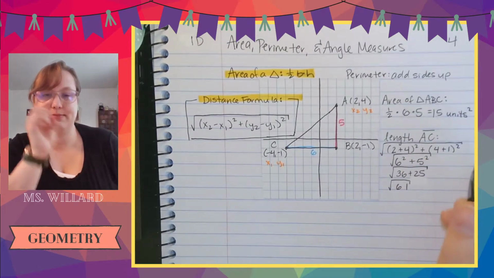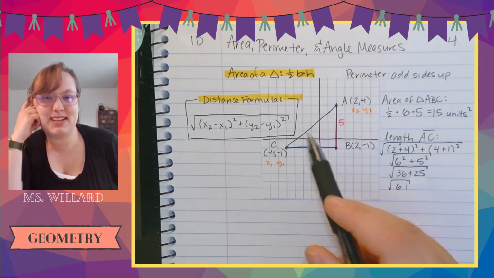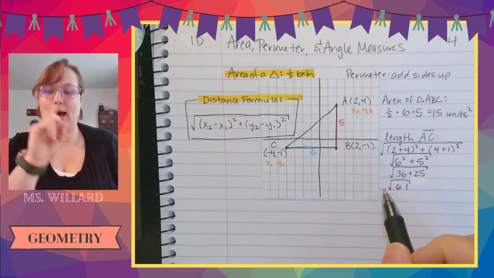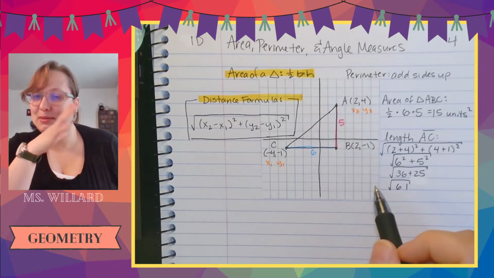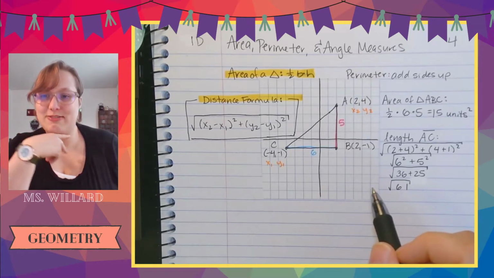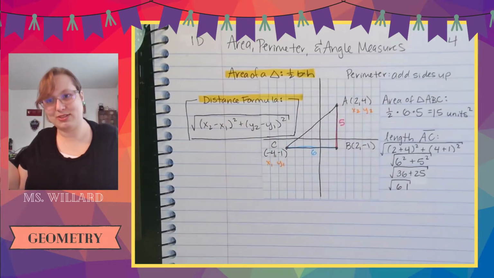So option 1, to find the perimeter, I'm going to do 6 plus 5 plus the square root of 61. Option 1, I can leave it like that. I can say it's 11 plus square root of 61. Call it good. Option 2, I figure out what the square root of 61 is as a decimal and add it to 6 plus 5. Also good. You do you.